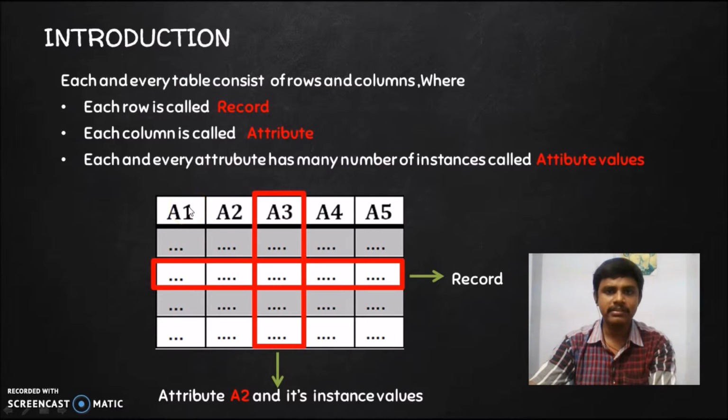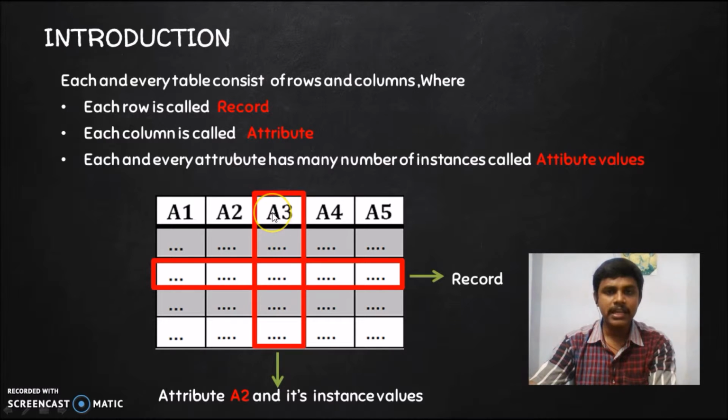Consider this example. Here we have a table that contains 5 attributes: A1, A2, A3, A4 and A5, and in total we have 4 records. If you observe one of the records, each and every record contains 5 attribute values. One attribute value belongs to A1, one to A2, one to A3, one to A4 and one to A5. If we combine all these 5 attribute values, it forms a record.